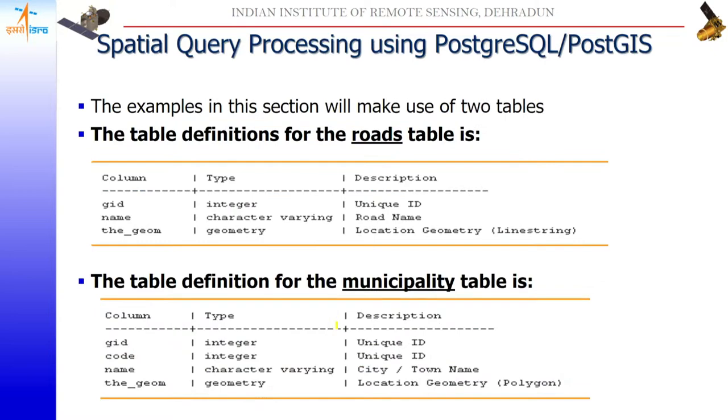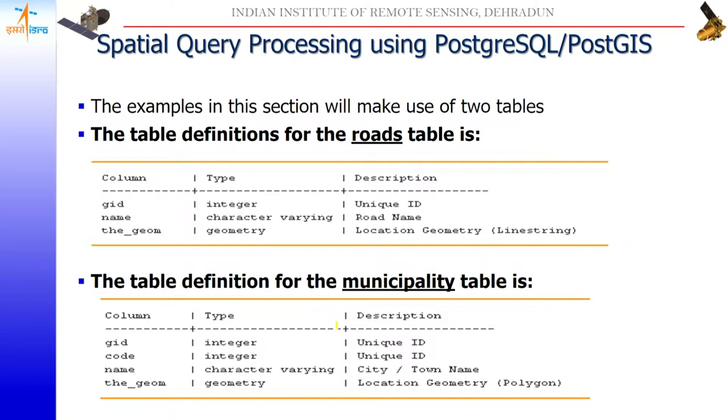Now, having talked about this, I will discuss a few spatial queries, just to get acquainted with how to write certain queries. For this, I'm taking two tables: one is the roads table and one is the municipality table. Roads is a line feature with three columns: ID, name, and the geometry column. Municipality is a polygon having four columns: ID, code, the name of the municipality, and again the geometry being stored inside the geom column.